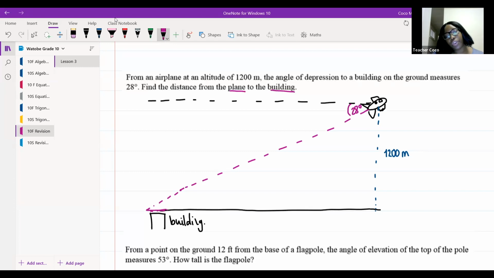What I know for a fact is that if I have my altitude over here, and this is my building over here, what do I know about this angle over here? What is this angle over here, guys? Think about everything we know about angles. What do we know? Anybody? Somebody? How much is this angle over here?